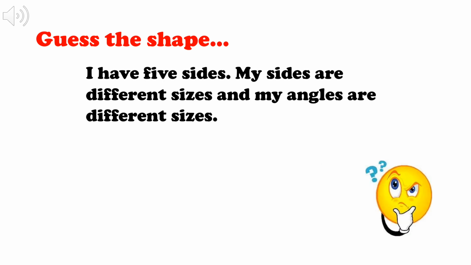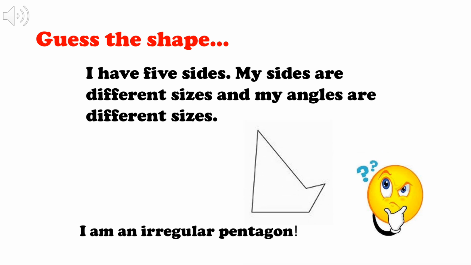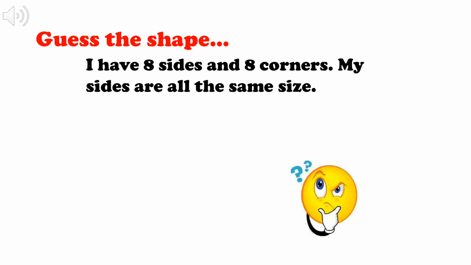Okay, you ready for question number 2 of guess the shape? I have 5 sides, my sides are different sizes and my angles are different sizes. Write the answer in your book. Did you get it right? I am an irregular pentagon. Well done if you got it right. I have 5 sides. My sides are different sizes and my angles are different sizes, and that's why it's irregular. Let's look at the next one.